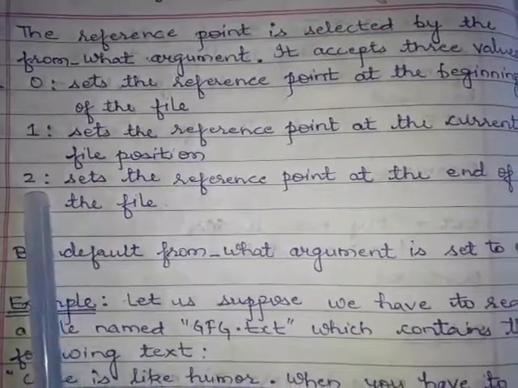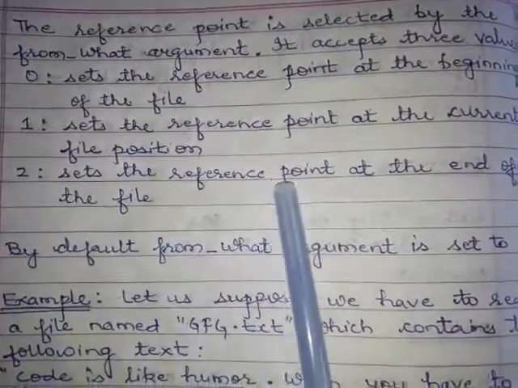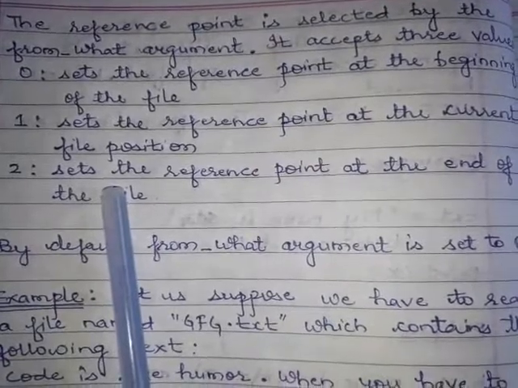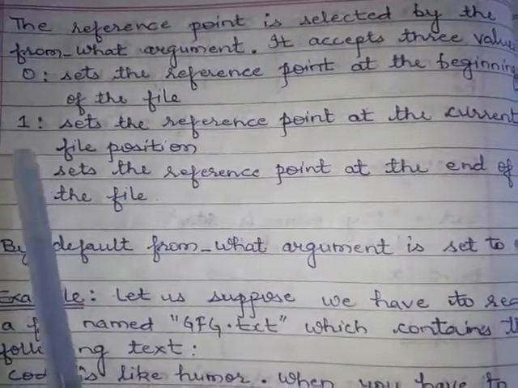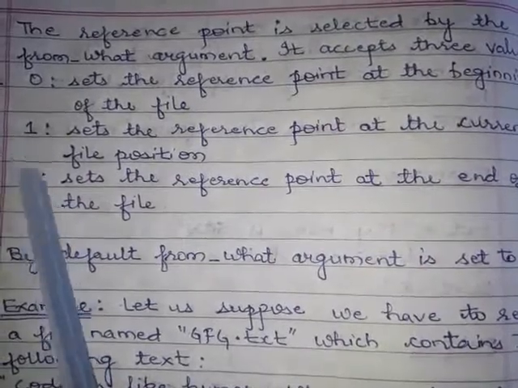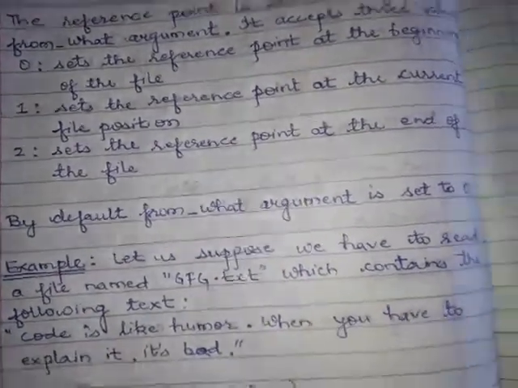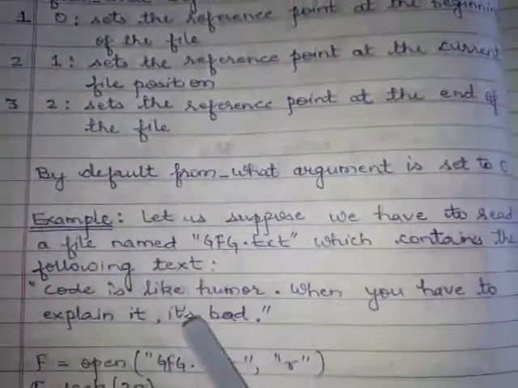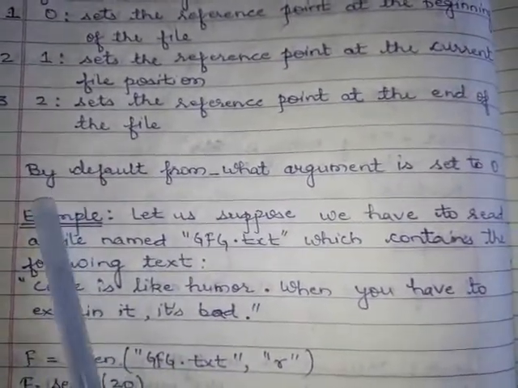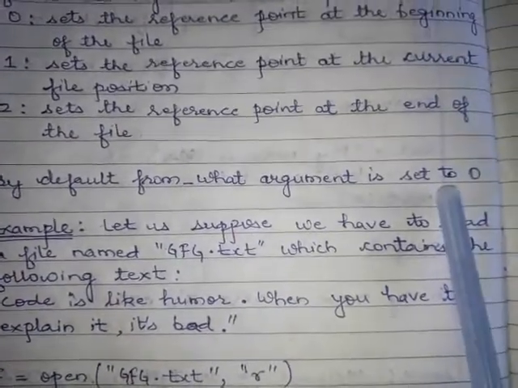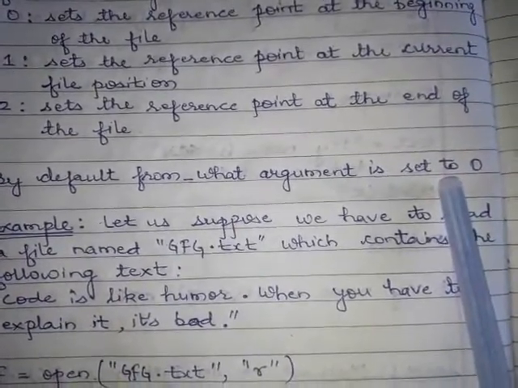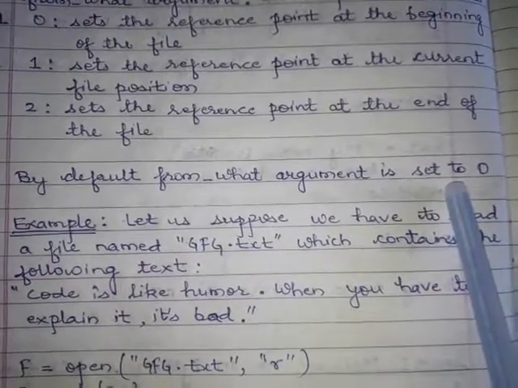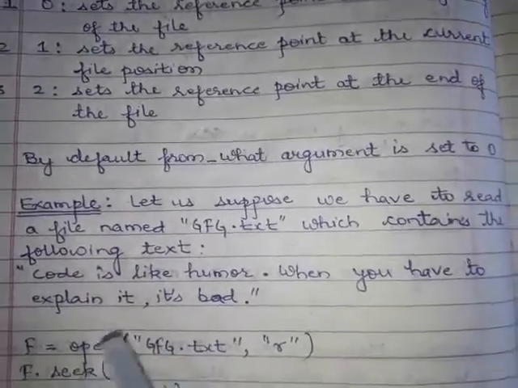When the argument is 2, it sets the reference point at the end of the file, it will reach the end of the file. Okay, so this will be used when we are in binary mode. It will be clear with some examples. But here one thing is written: by default the from what argument is set to 0. It is optional. No need to write the from what argument value if you don't want to. By default its value is 0.